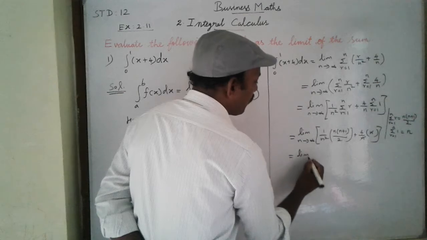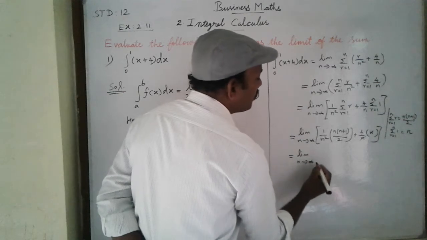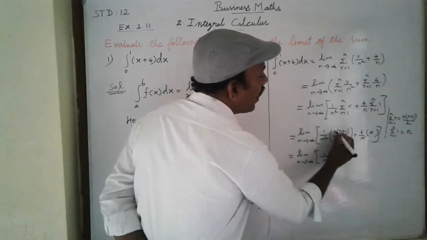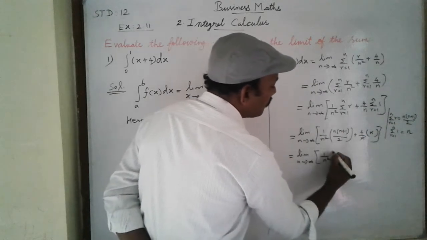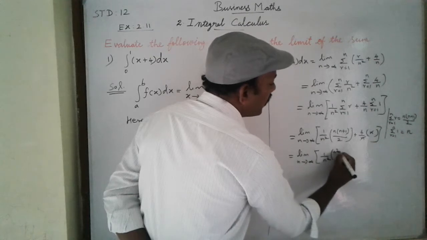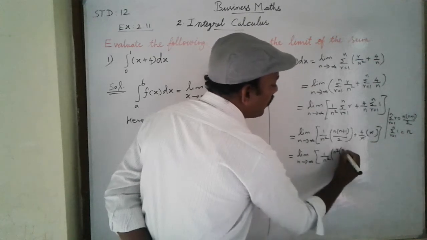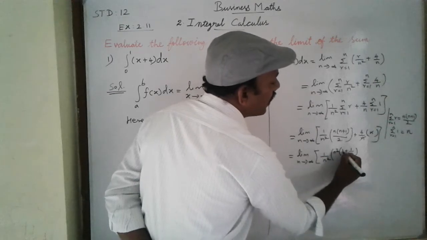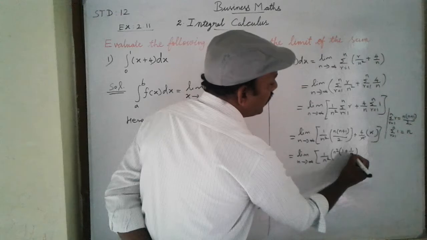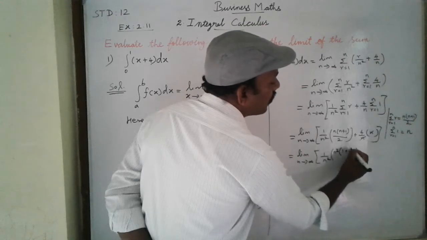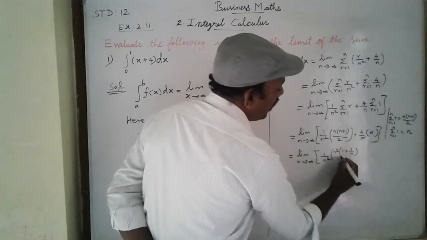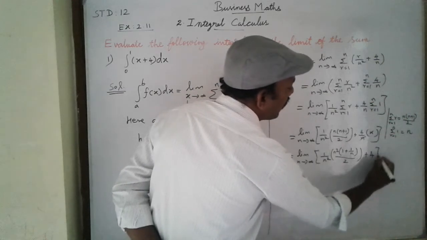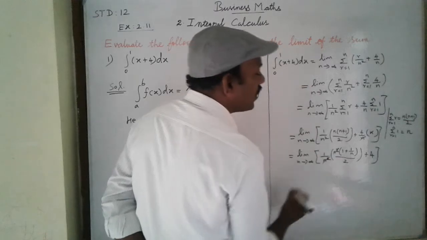Limit n tends to infinity, 1 divided by n square. Here n is taken out, then n square into 1 plus 1 divided by n. So n we should multiply inside, then n plus 1 divided by n into n cancel. So n cancel, what is 1 divided by 2 plus 4. So here n square cancel.